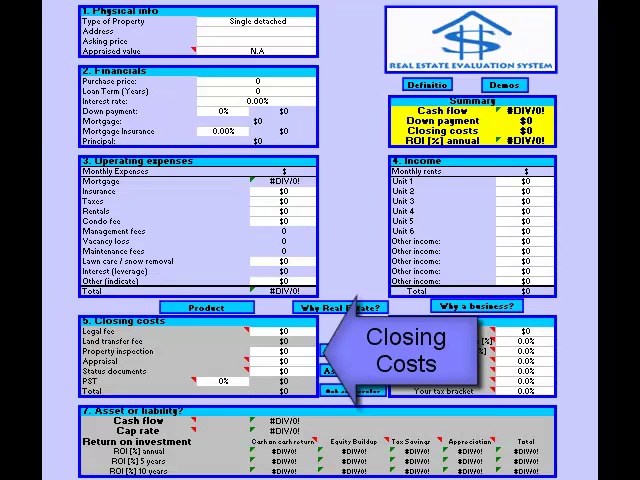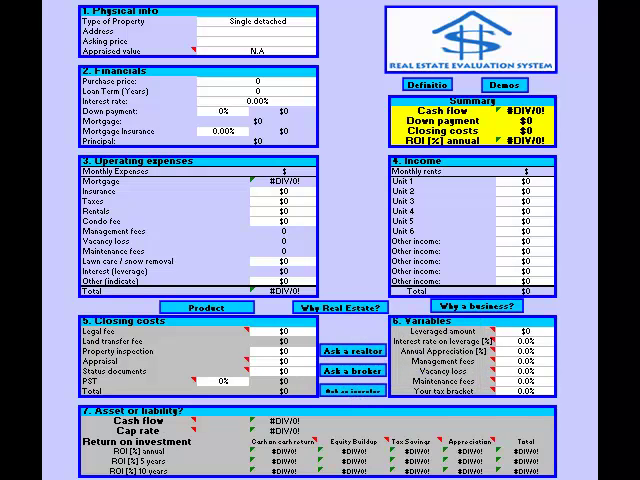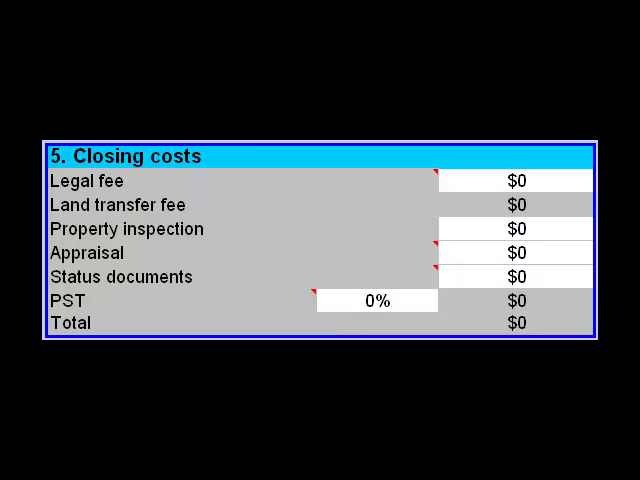The closing costs are costs due on the closing of the transaction. Legal fees will include disbursements, registration and transfer of deed, registration of mortgage, and title insurance. Note: the land transfer tax amount will be generated based on the purchase price. Note: all these cells have pop-up comments by hovering your mouse over each one for extra clarification.